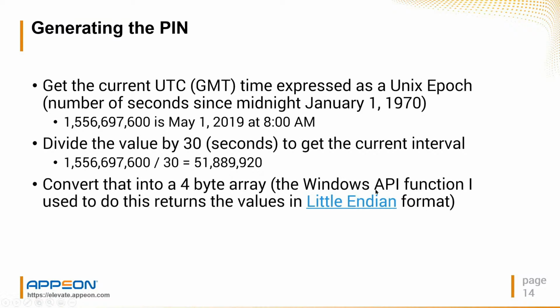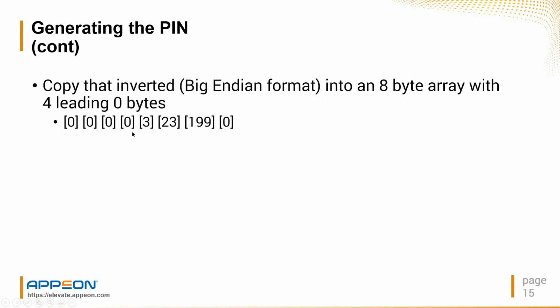We convert that to a 4-byte array, but it needs to be in what's called big endian format. In the sample code, I use a Windows API function, but that Windows API function produces the byte array in little endian format. And so one of the things I do after I generate the value is I reverse the order of the bytes, which is the difference between big and little endian. So if we convert this number right here to a 4-byte array, we get this value right here. And then we're going to invert that and put on 4 leading 0 bytes. So now we have this 8-byte array.